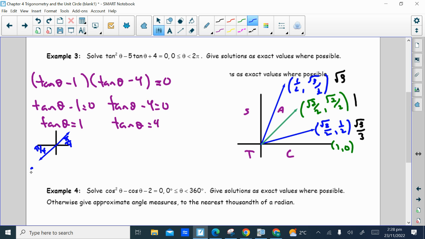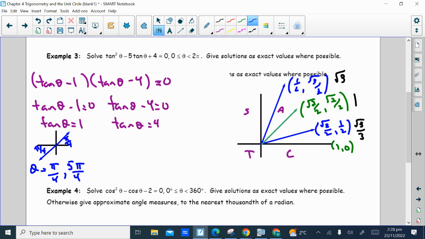So in the first quadrant, it is pi on 4. And in the second quadrant, it's pi on 4 past pi. Pi on 4 past 4 pi on 4 gives us 5 pi on 4. So that's those two answers.